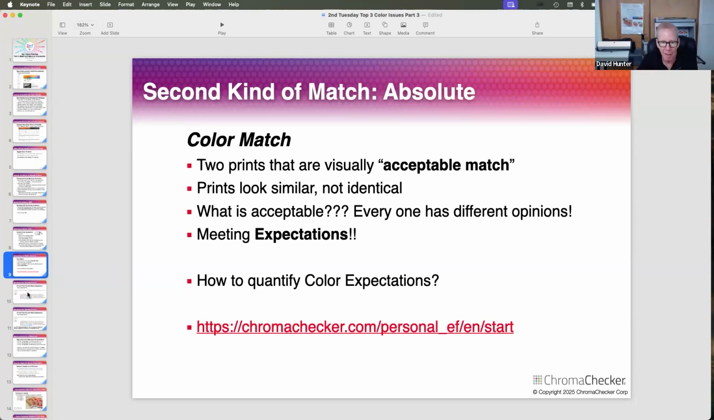And so we have both the hard copy tool that I've shared with you, as well as our online tool that allows you to go in and see what your expectations are or what your customer's expectations are. So this link here will take you to the online tool. And this is critical when you're trying to figure out color matching.